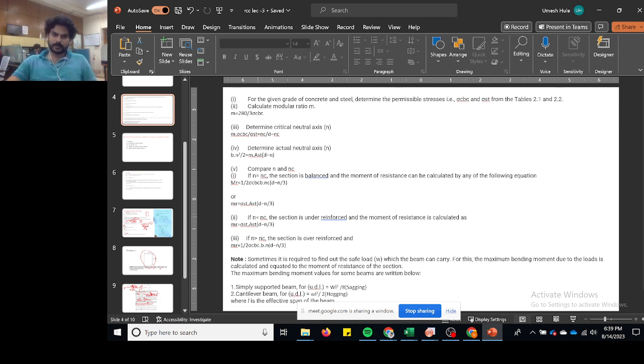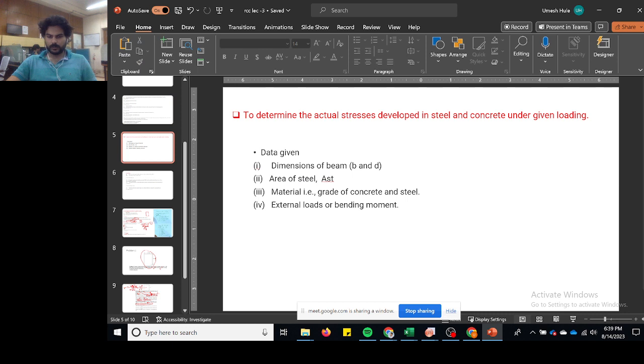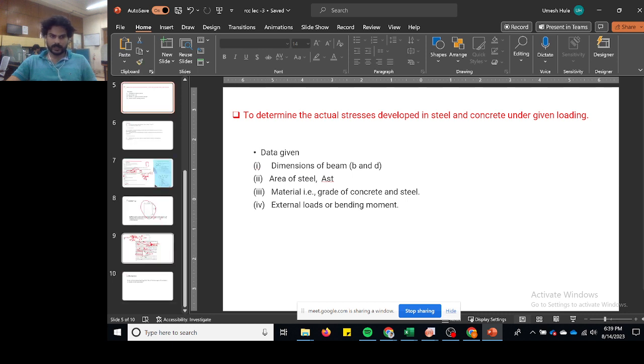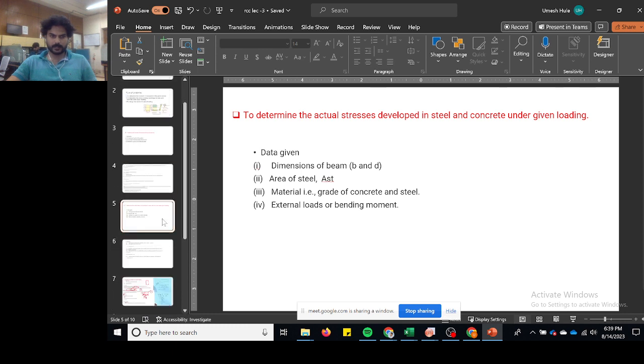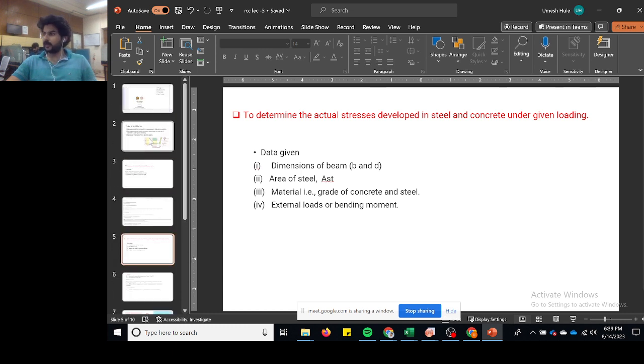For today, this much only we'll cover, and in the next class we'll discuss the limit state. Anything I have missed in SM, like the working stress method? Anyone? If anyone wants to discuss more, they can.